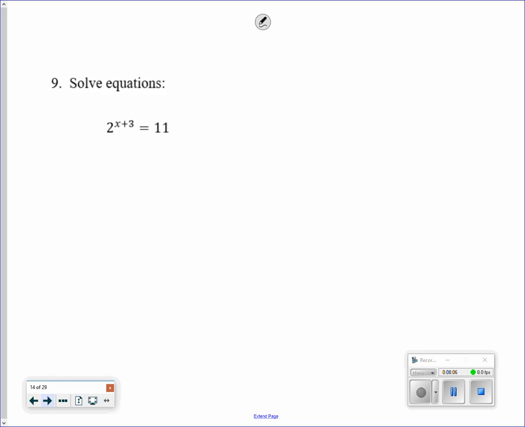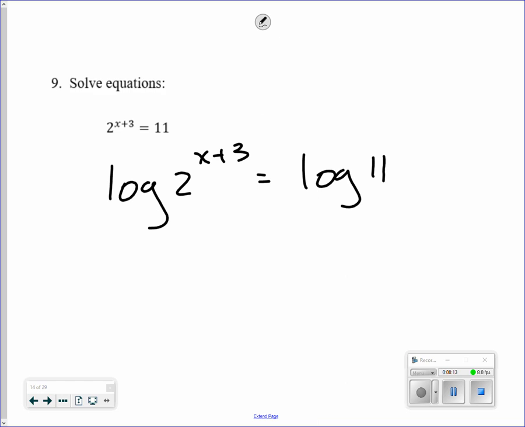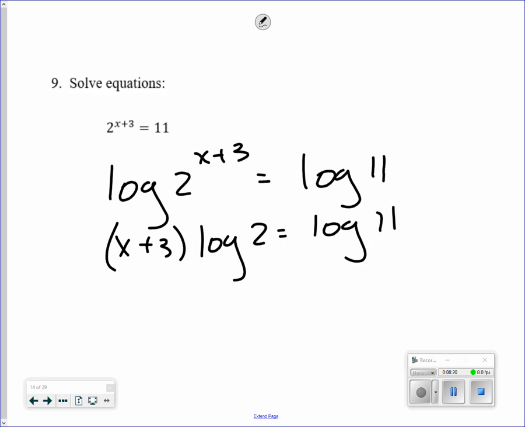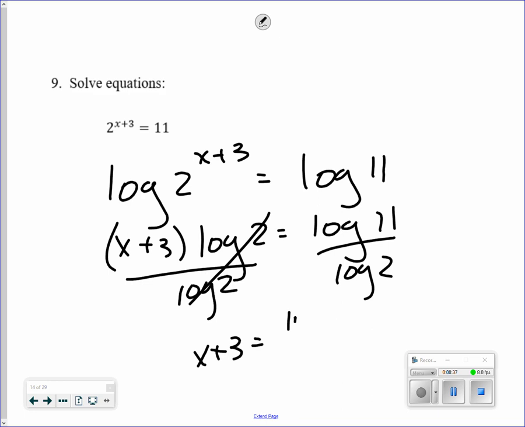Now, what happens if I cannot get the bases to be the same? Now I have to take the log of both sides of the problem. By rule, exponents of logarithms can be moved out in front of the logarithm. Now, depending on how you want to handle this, you can distribute, subtract, and then divide, or you can divide right away. Again, your algebra skills here. I'm going to divide right away. So I'm going to end up with x plus 3 equals log of 11 divided by log of 2.